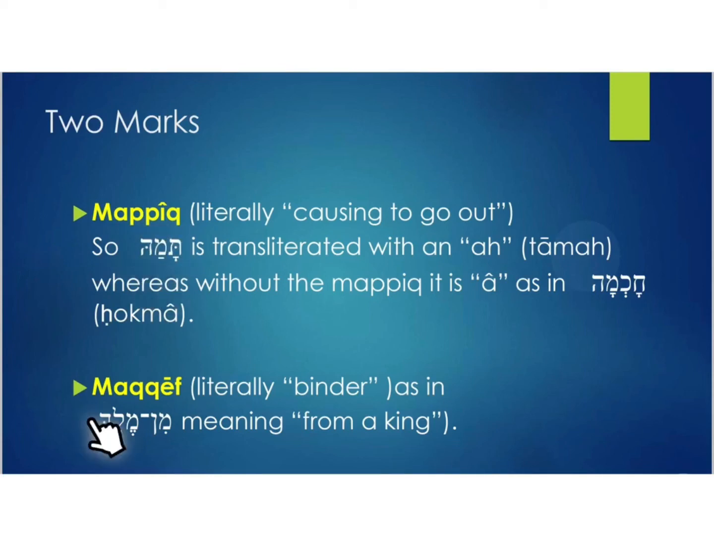Now Makef, this is a very important grammatical aspect, where a Makef is nothing but a binder. Alright, so if you want to use two words together, like how you use a hyphen in English, so in Hebrew if you want to connect two words together, you use Makef. So it is written as a small horizontal stroke connecting two words. So it's usually written at the top of a word. So it is Min Melek. So it means from a king. So this has to be read together, not separately. So Min Melek means from a king.